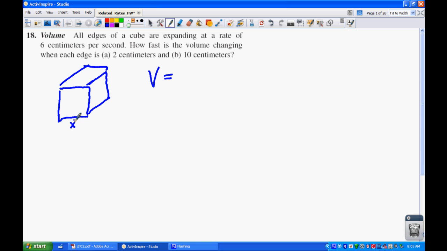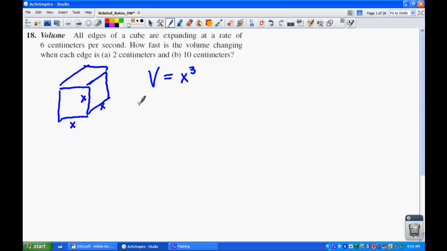And so, if this edge is x, then all edges are equal. So the volume of a box would be length times width times height. So we're looking at x times x times x. So that would end up to be x cubed. So that's the connection between volume and the edges of the cube. Length times width times height will give you volume. So that's our equation that we're going to be using.